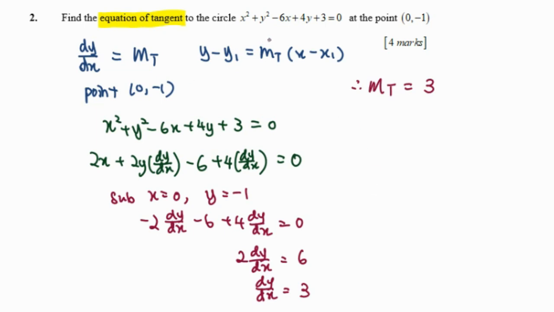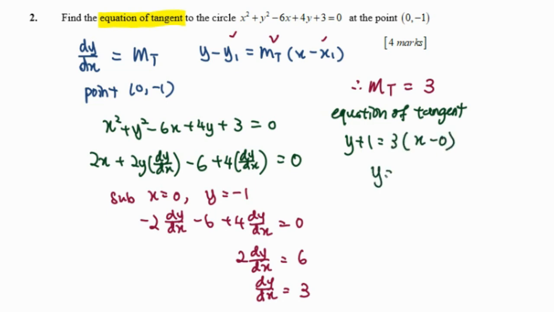So once we get the gradient of the tangent, we substitute our point so that we find the equation of the tangent. So for the equation of the tangent, formula y minus the coordinate -1, it will become positive. The gradient is 3, x minus coordinate, which is 0. So y will equal 3x minus 1. So both methods will give us the same answer.